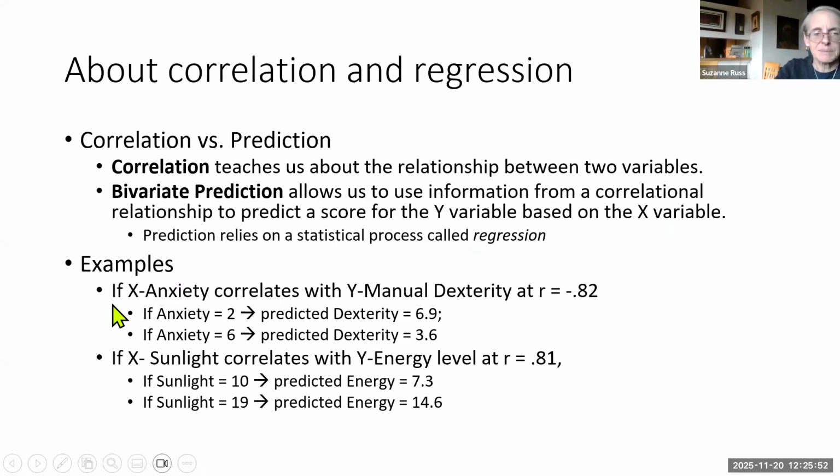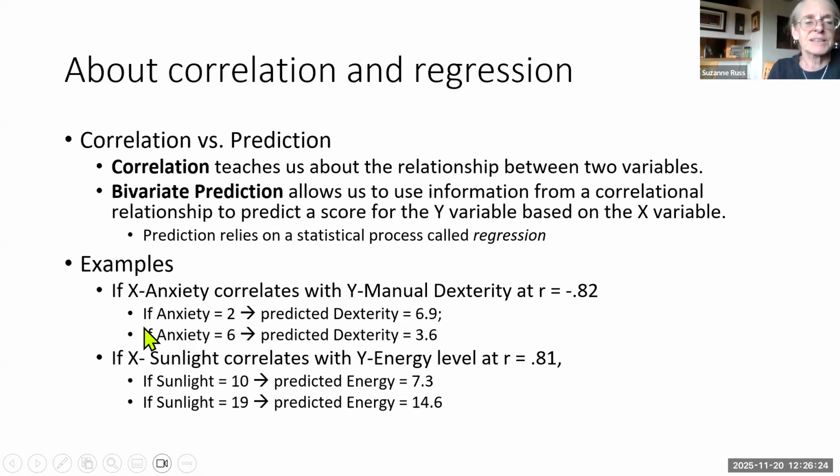And so, for example, let's imagine we have a correlation. You might remember this from Psych 213 because this was one of the problems we used. Anxiety correlates with manual dexterity at minus 0.82. So as your anxiety increases, your manual dexterity, your ability to do small detail work, that decreases. So if we use this formula, we can predict people's dexterity from their anxiety. We can have a formula.